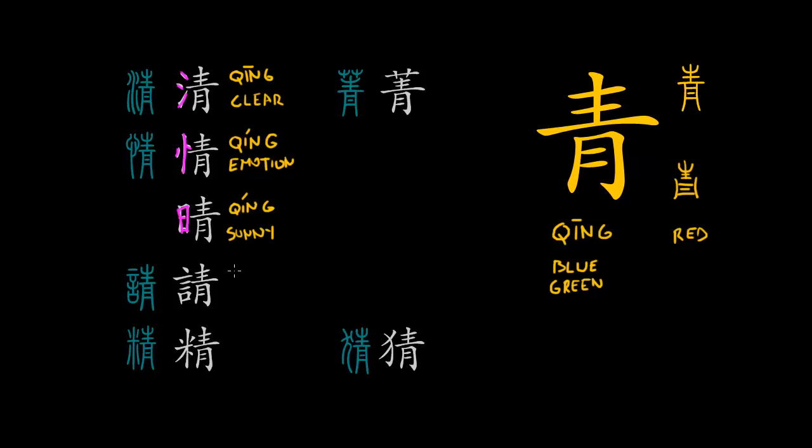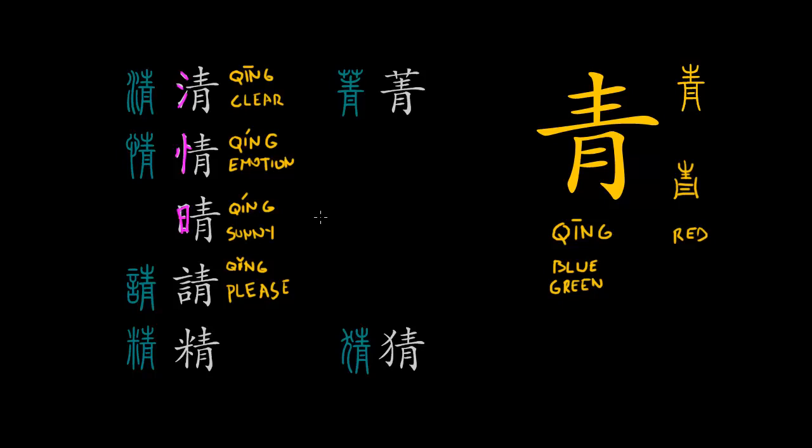The next character is pronounced Qing in the third tone. And it's pretty difficult to translate as one word. If you look at a dictionary, you probably will find the translation please, as in please do this, please do that. But it could be translated as please under certain conditions, but there are certain sentences where it definitely cannot be translated as please. But I can give you some examples.